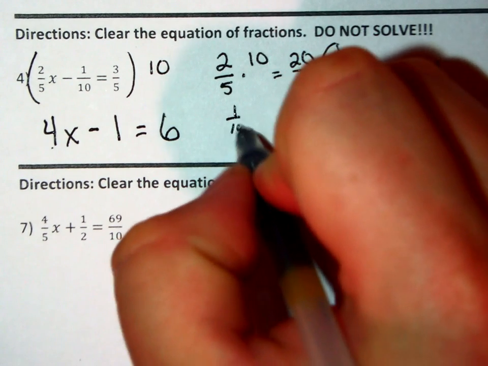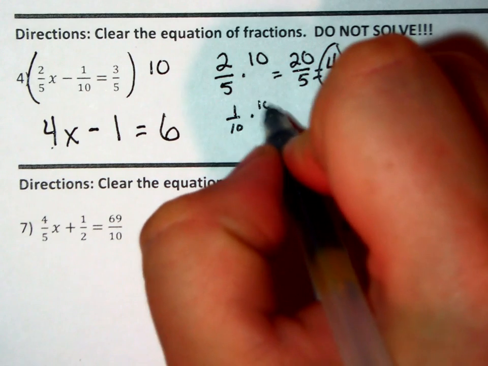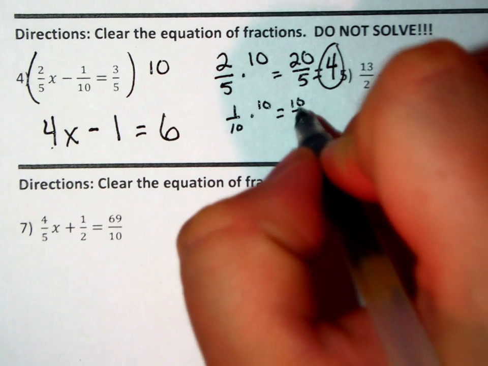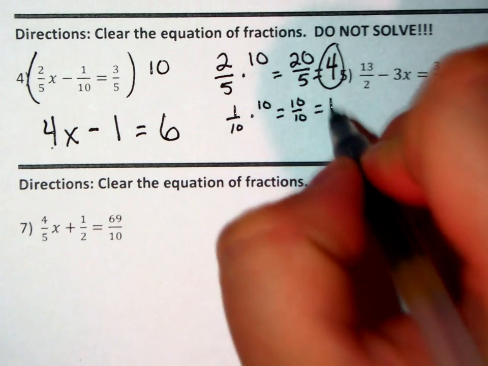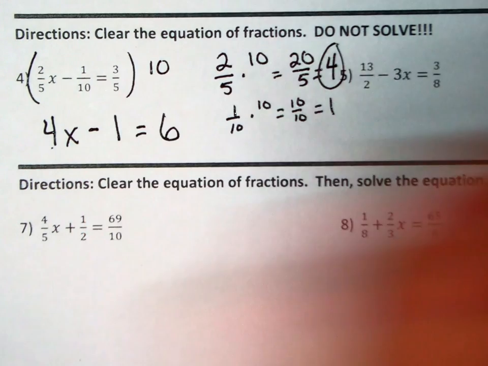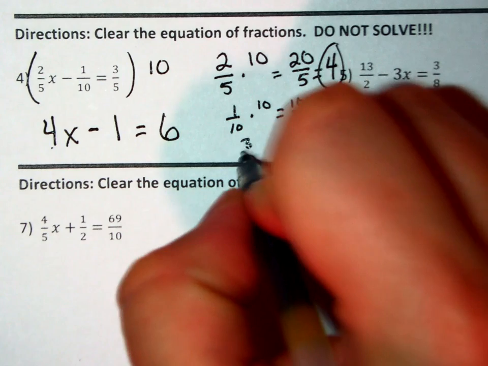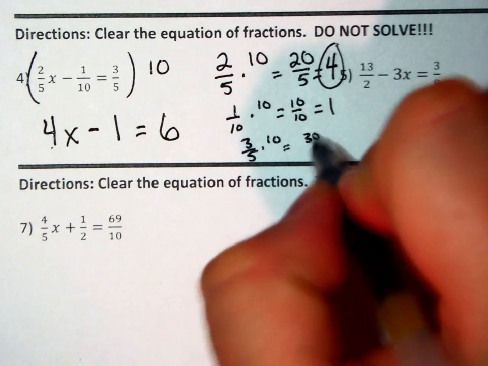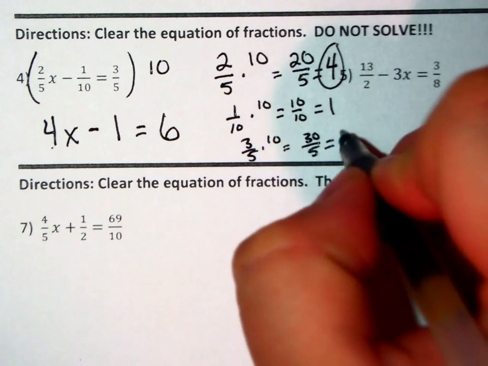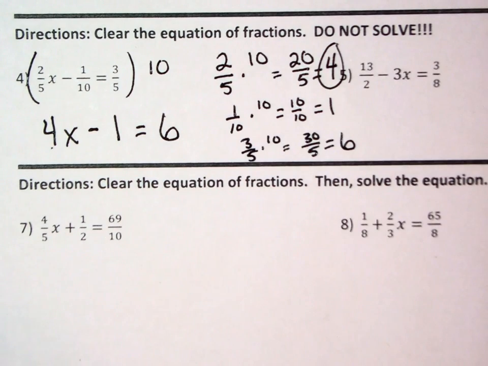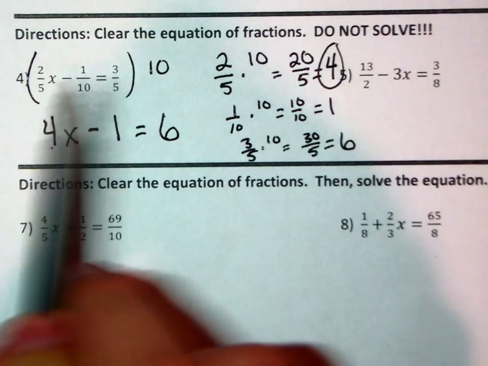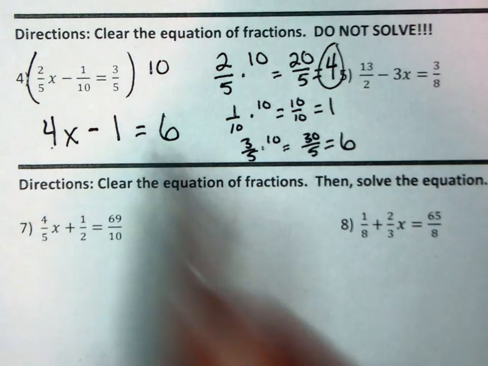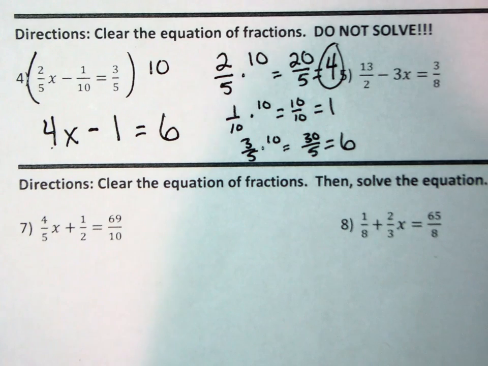1 over 10 times 10 equals 10 over 10, which equals 1, and so I would plug that into my equation. And finally, 3 over 5 times 10 equals 30 over 5, which equals 6, and that was my last term on the opposite side of the equal sign. So we can do it with a lot of work, or if you're able to do the work in your head, I will take this first step. Just make sure that you're very careful on getting all of your numbers correct and show me those steps.